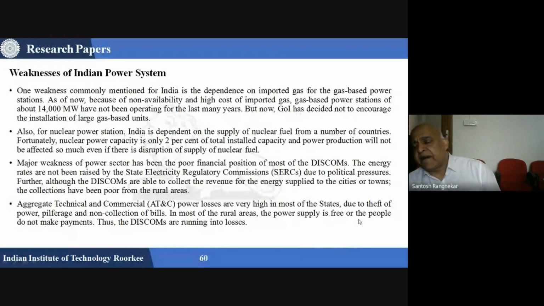However, the Indian power system also has certain weaknesses. One weakness commonly mentioned for India is the dependence on imported gas for gas-based power stations. As of now, because of the non-availability and high cost of imported gas, gas-based power stations of 14,000 megawatts have not been operating for the last many years. But now the government of India has decided not to encourage the installation of large-scale gas-based units.